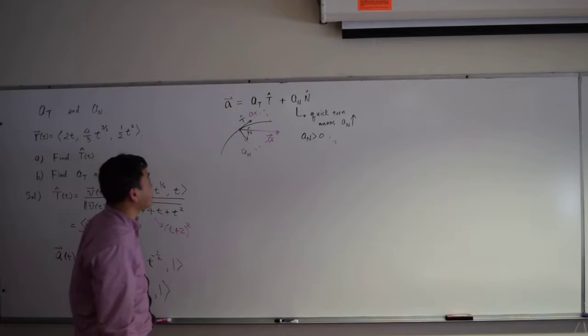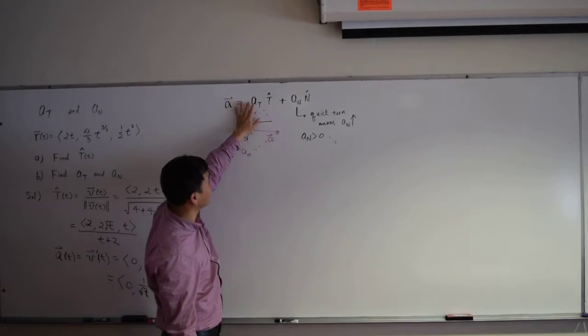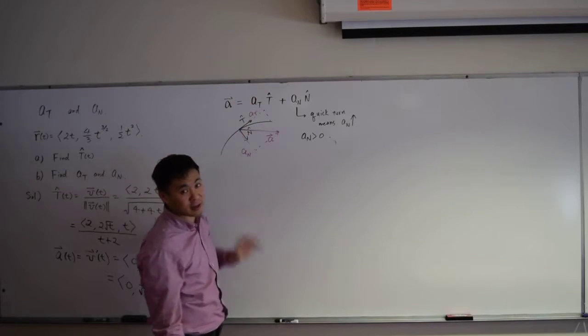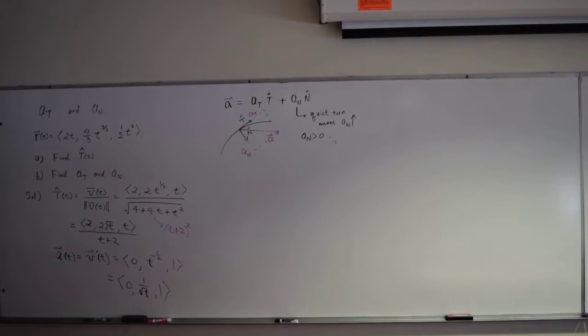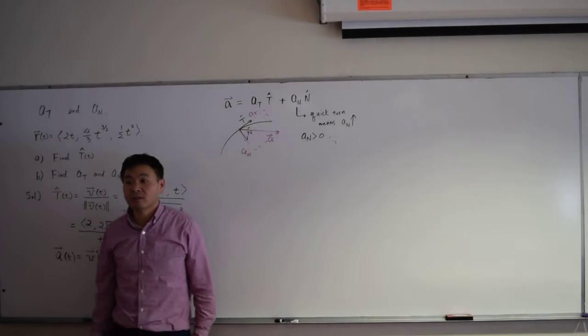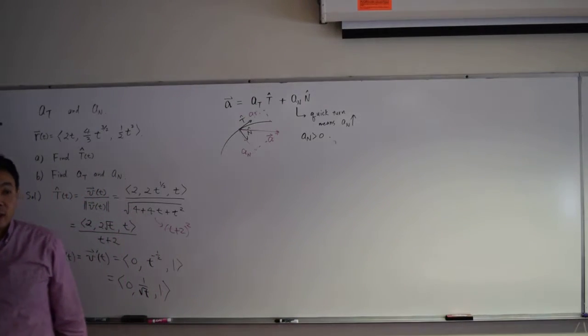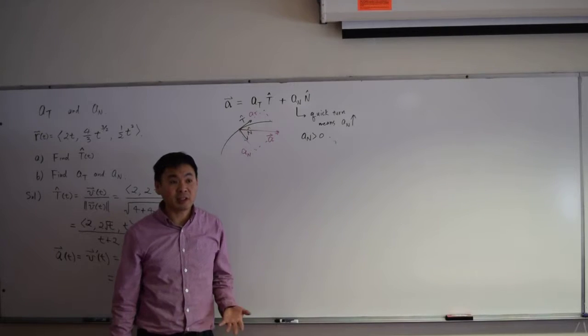However, AT can be negative or positive. There's no restriction for AT. What would AT being negative mean? What kind of meaning does it have? Slowing down. It's slowing down. Okay. If AT is positive, then it means it's speeding up.